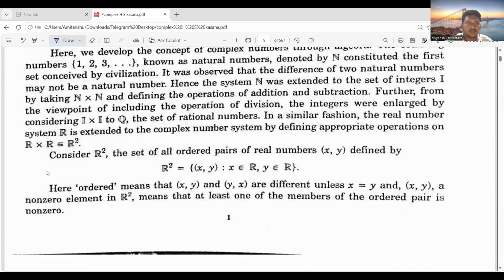Consider R square. R square is nothing but the product of two dimensions, that is R square. And here you take some element x and y, where x belongs to real and y belongs to real.